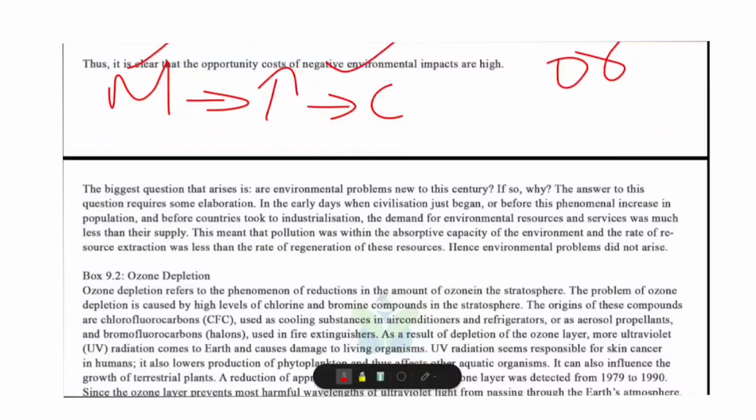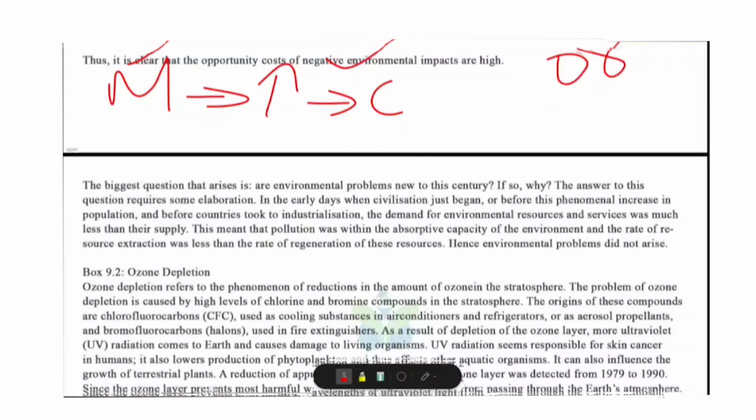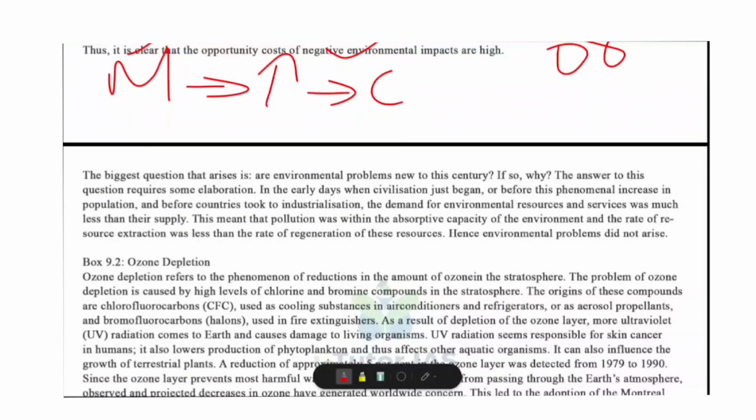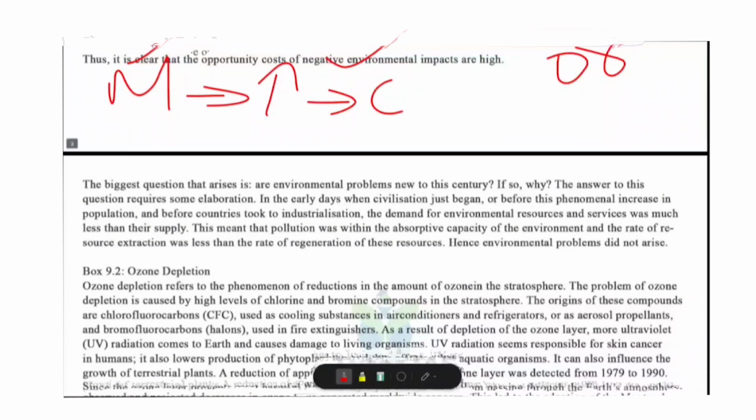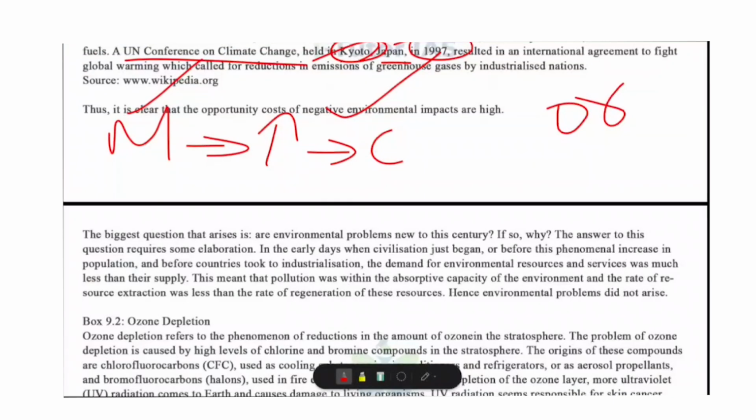Now, an important question arises. Are environmental problems new to this country? And if yes, why? In the early days of human civilization, population was smaller, right? Population was smaller. Okay, industrialization was almost non-existent and human demands on nature were much lower than what the environment could supply. This means two things.